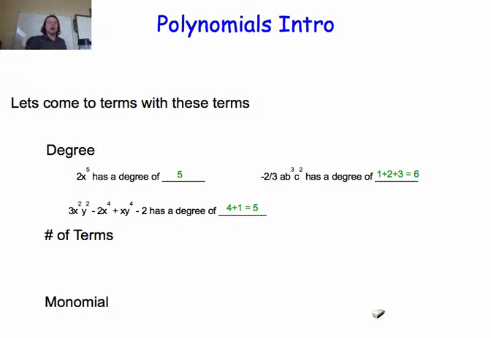Now, how many terms are in each one of these? This one only has one term, it's a product. This one has one term. This one has 1, 2, 3, 4 terms. So this polynomial has 4 terms. What makes it 4 terms is that it's separated by these adding and subtracting. Whenever we add and subtract sections, that gives us terms.